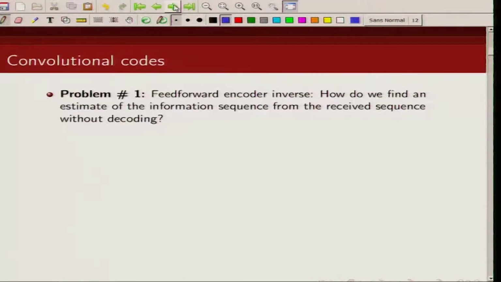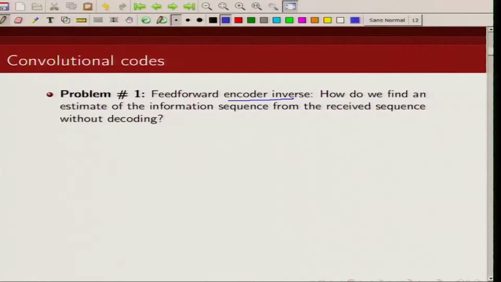First question is on feed forward encoder inverse. So, what is encoder inverse? We will talk in a minute. Many times we are interested in estimating the information sequence directly from the received sequence without decoding it. For example, if you are encoding a sequence using a systematic encoder, then you can directly get back your information bits from the received bits. However, if you are using a non-systematic encoder, then you cannot directly get the information bits.